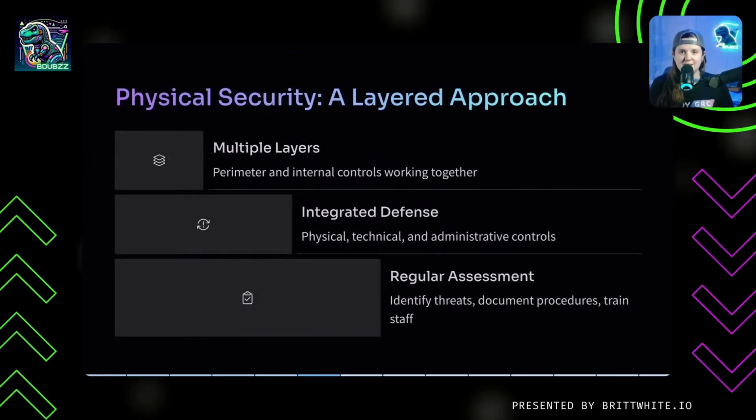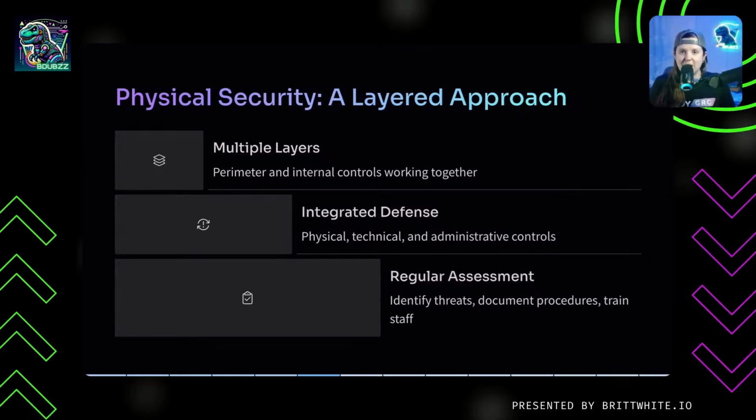Imagine your badge access, which is an internal control, is sitting behind a security fence, which is a perimeter control, protecting a data center. Perimeter controls block threats at the boundary, while internal controls protect your valuable assets that are inside. The important part is that it doesn't work alone.